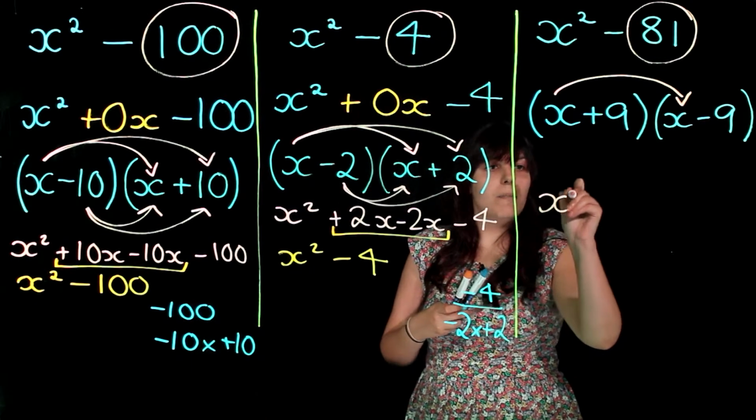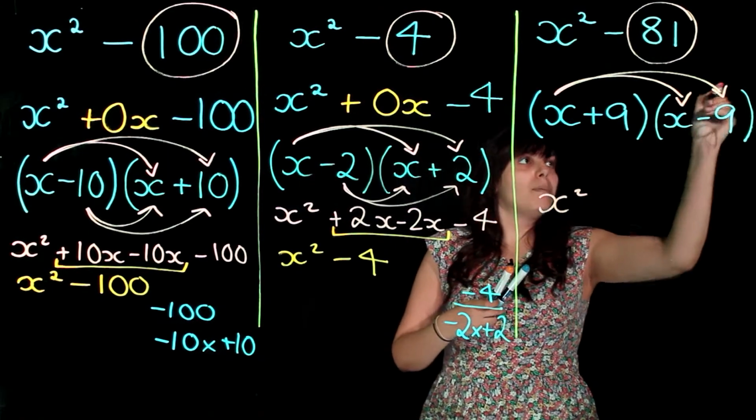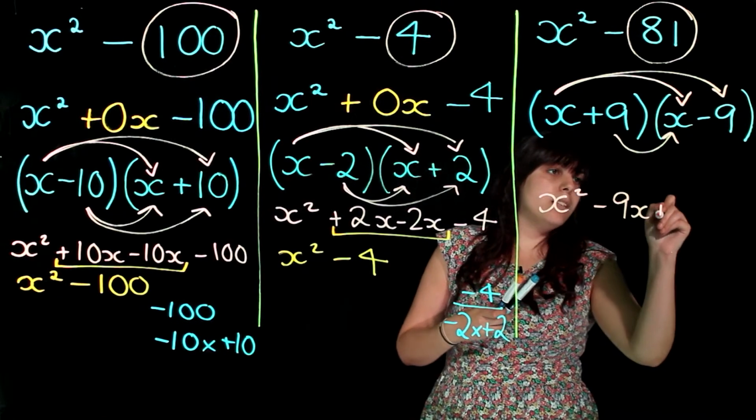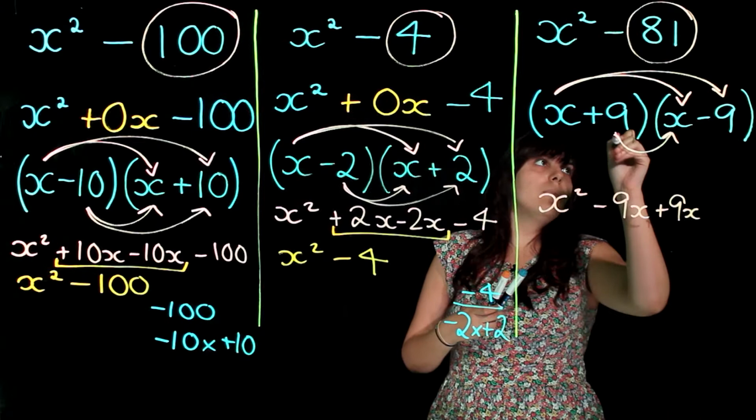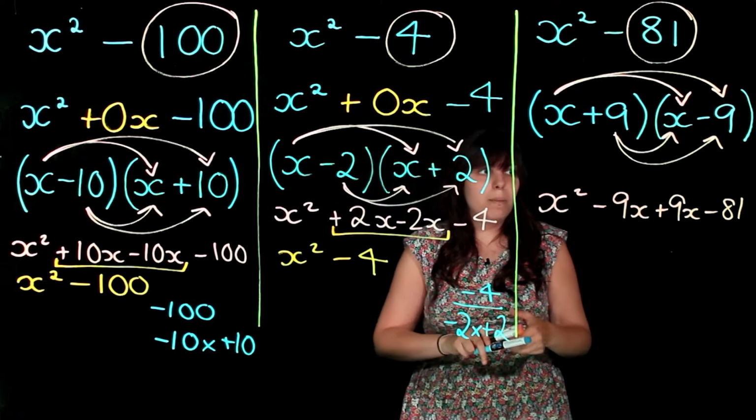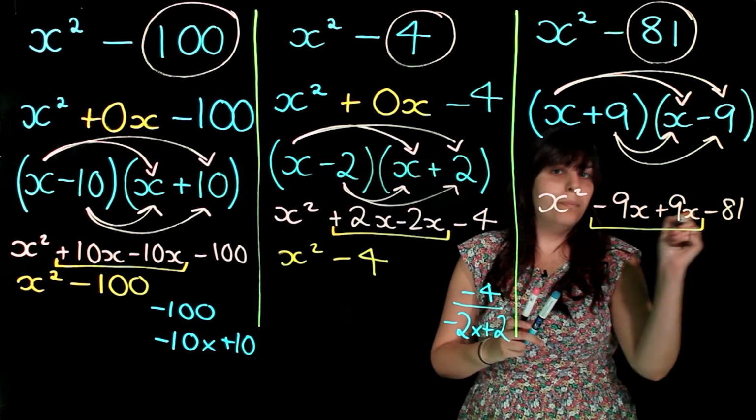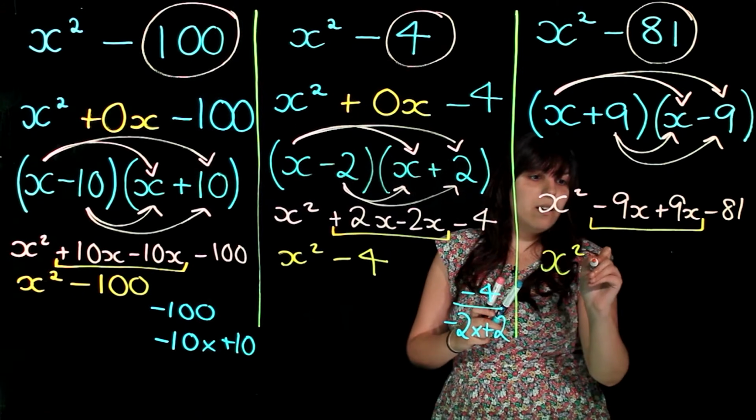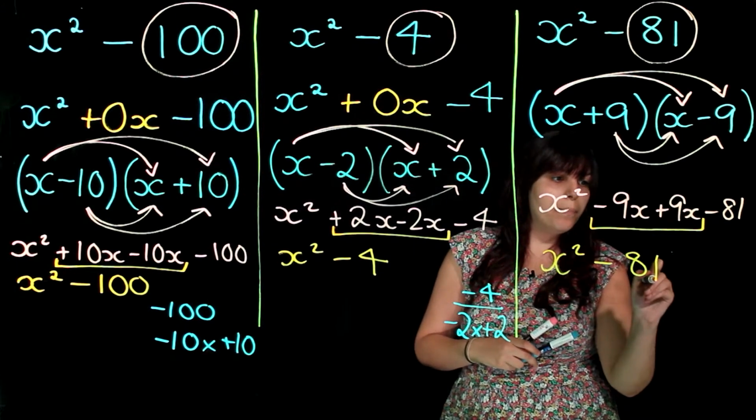x times x is going to give me x squared. X times minus 9 is going to give me minus 9x. Plus 9 times x is plus 9x. And plus 9 times minus 9 is minus 81. And we'll simplify this bit to give me x squared minus 9x plus 9x is 0, minus 81.